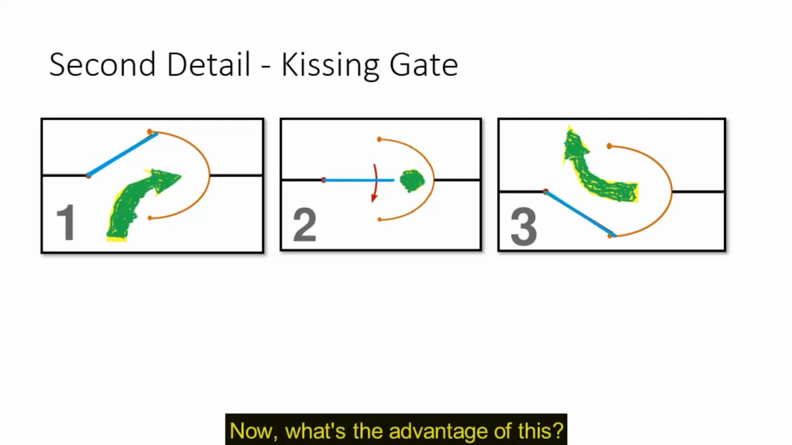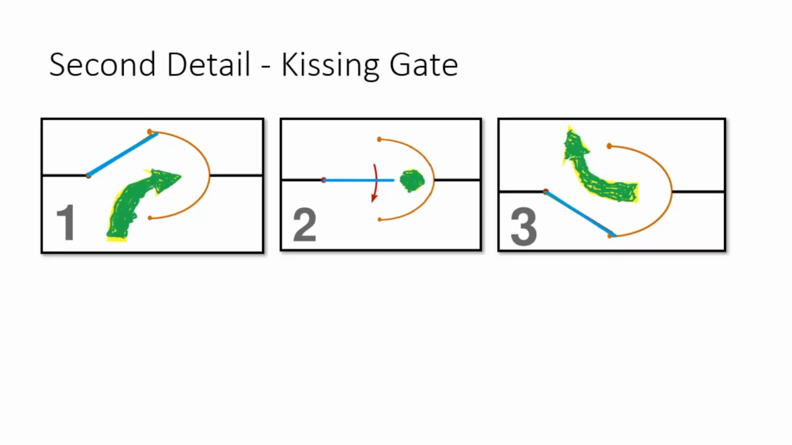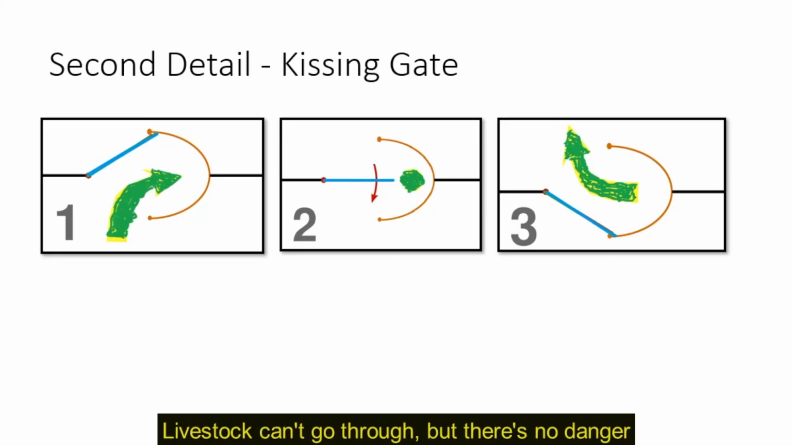Now, what's the advantage of this? Well, the advantage of this is you've got a gate that people can go through easily without a key. Livestock can't go through, but there's no danger of anybody accidentally leaving the gate open.